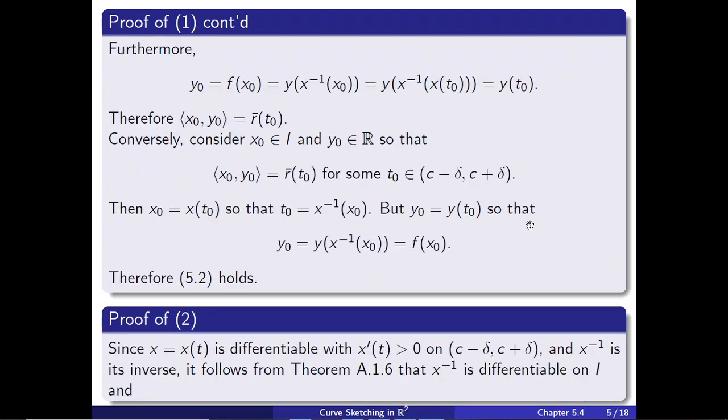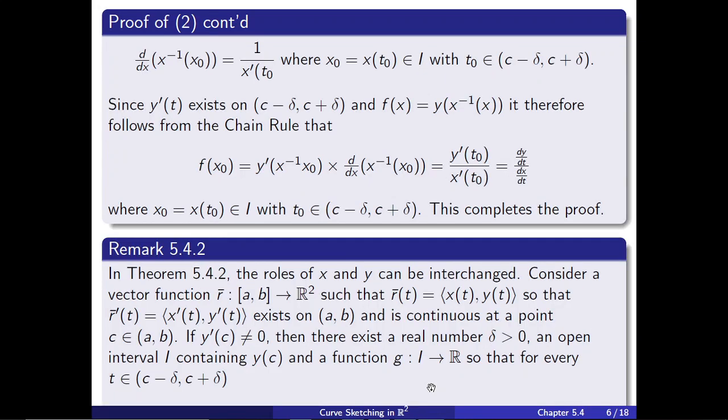Right, let's look at the proof of 2. Now, since x is equal to x of t, is differentiable with x prime of t greater than 0 on the interval c minus delta, c plus delta, and x inverse is its inverse, it follows from theorem 8.1.6 that x inverse is differentiable on I, and the derivative of x inverse of x naught is equal to 1 over x prime of t naught.